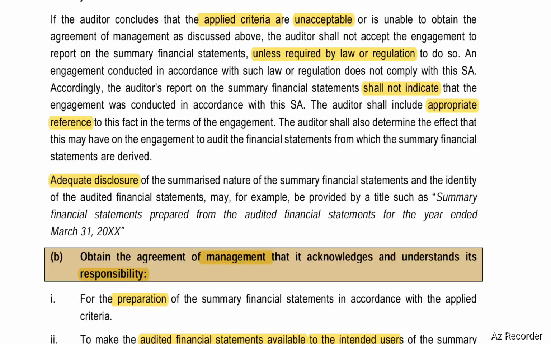Accordingly, the auditor's report on the summary financial statements shall not indicate that the engagement was conducted in accordance with this SA. The auditor shall include appropriate reference to this fact in the terms of the engagement. The auditor shall also determine the effect that this may have on the engagement to audit the financial statements from which the summary financial statements are derived.